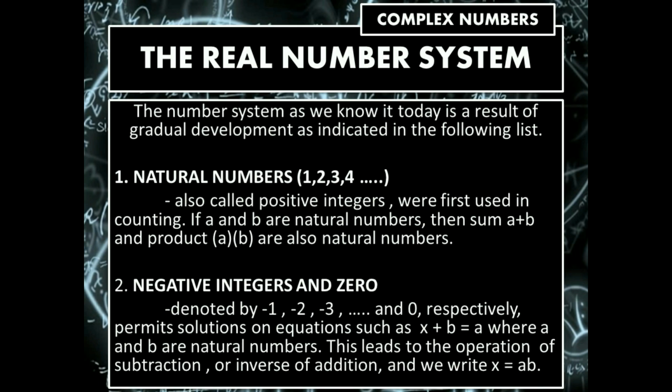Second is the negative integers and zero, denoted by -1, -2, -3, and so on, and 0 respectively, permit solutions of equations such as x + b = a, where a and b are natural numbers. This leads to the operation of subtraction or inverse of addition, and we write x = a - b.